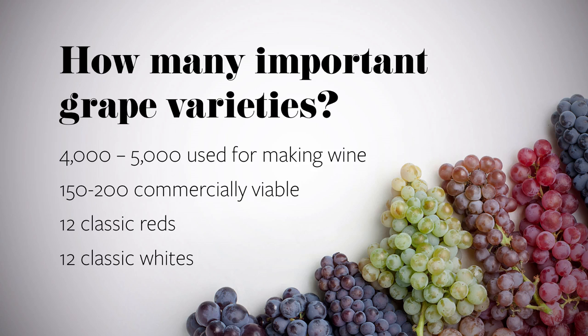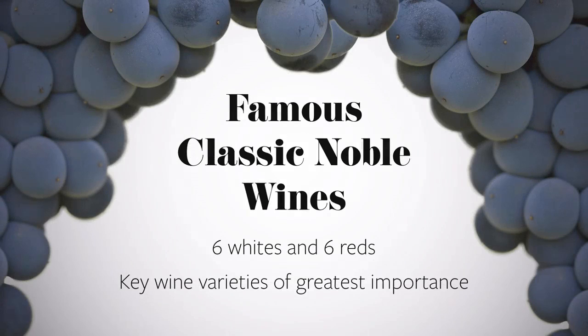Actually, if you look at the world of grapes, there are 4,000 or 5,000, depending on your source, that are used for making wine in the world. If you whittle that down to which ones are commercially important or which ones are commercially viable, there are maybe 150 or 200 that are commercially viable. And if you whittle that list down to classic grapes, then there are probably a dozen reds and a dozen whites. So I've developed a list of about 6 or so famous classic noble whites and famous classic noble reds.